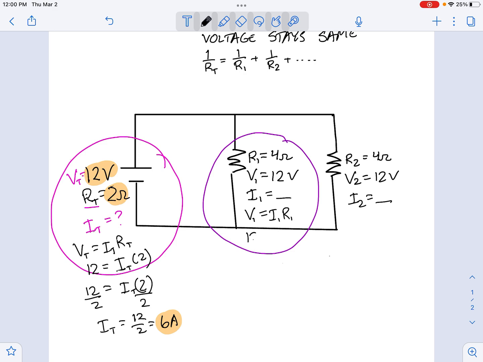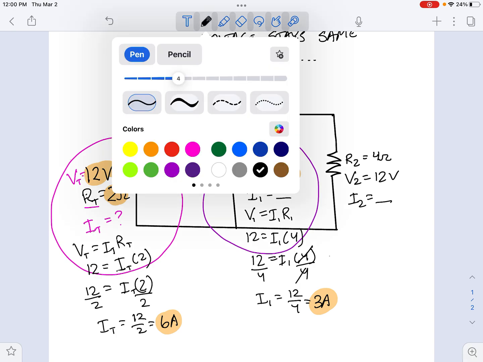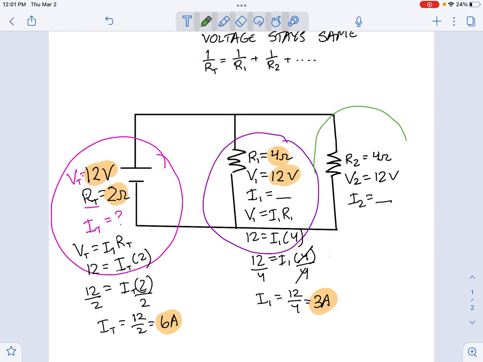So V1 we have 12, I1 we don't have, and R1 is 4. So now you could say 12 is equal to I1 times 4. Divide both sides by 4. Those cancel. And you have I1 is equal to 12 over 4, which is 3 amps. So now we have our I1, our V1, and our R1.